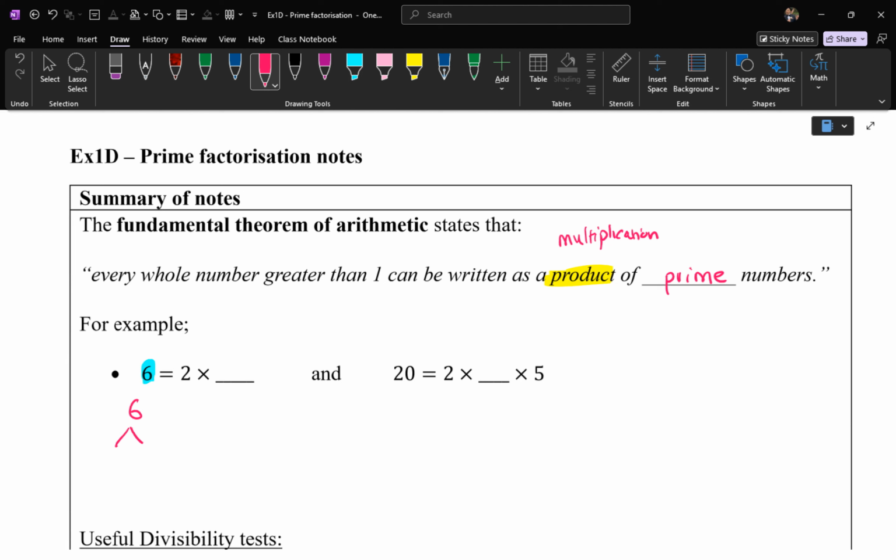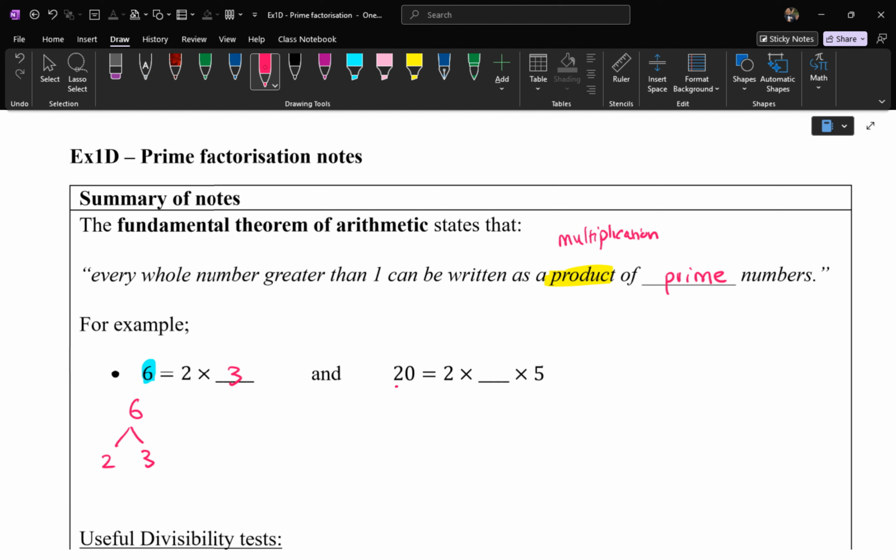6, if we think about it, I wrote 2 there, but 2 times what will give you 6? Can I please have, let's go with Yi Chen. 2 times what will give you 6? 3. And you can see here, 2 and 3, they're both prime numbers. 2 has only a factor of 1 and itself, so it's a prime. 3 has only a factor of 1 and itself, so it's a prime. So 6 can be broken up into 2 times 3.